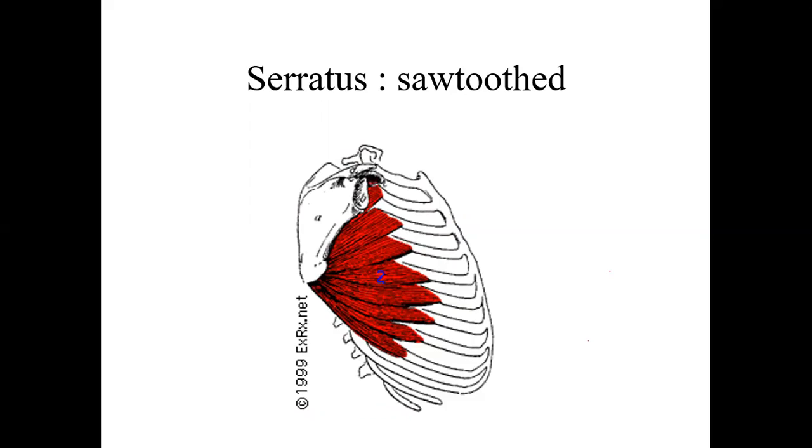Serratus. If you have a serrated knife, you can mentally see that it looks like this, sawtooth. And so here, for example, on my ribs, we have the serratus muscles. And serratus is just the term we use for sawtooth.